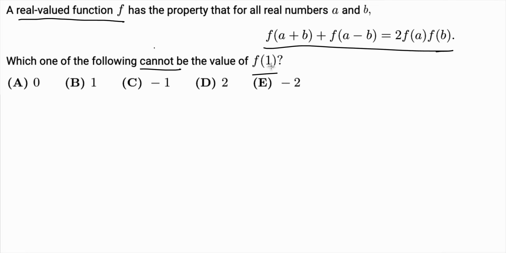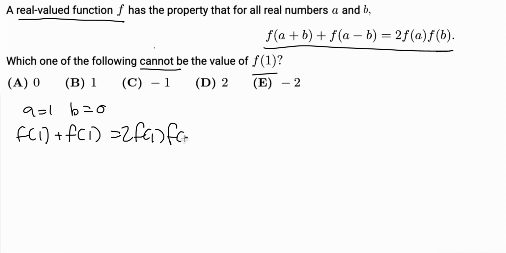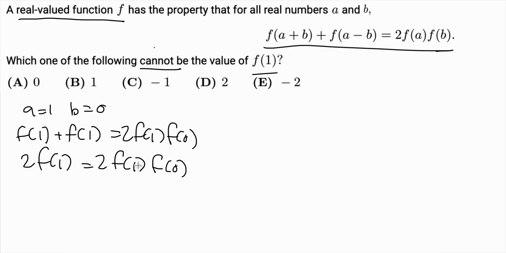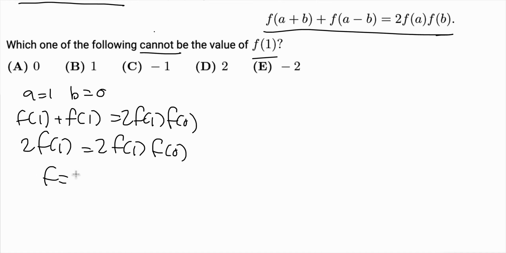And I'm really interested in f of 1, so let's start with a equals 1 and b equals 0. This gives us the equation f of 1 plus f of 1 minus 0, which is also f of 1, equals 2 f of 1 times f of 0. So we get 2f of 1 equals 2f of 1 f of 0. And if this is true, that means f of 0 equals 1 because we're just dividing out by f of 1. So f of 0 equals 1.